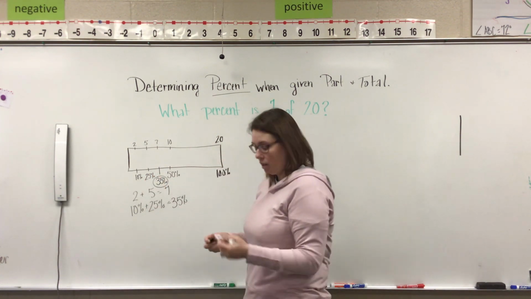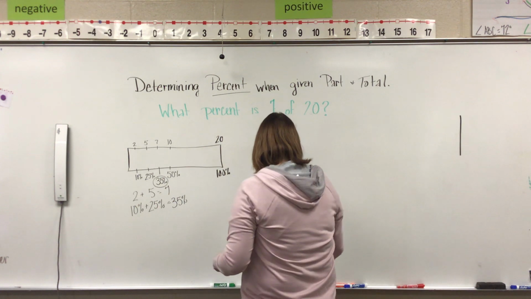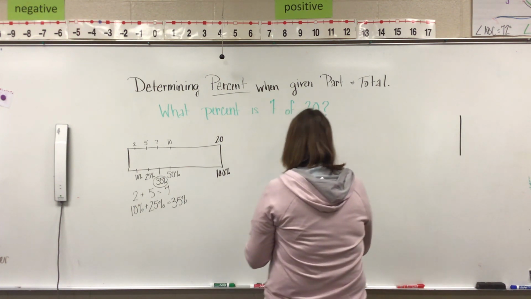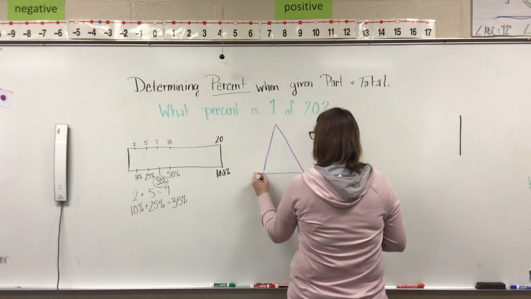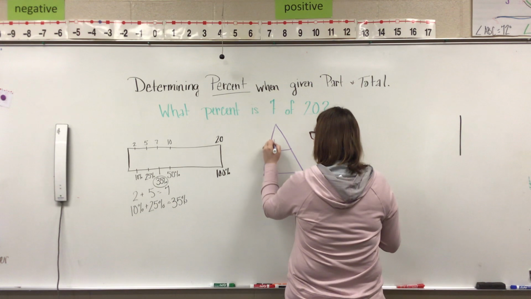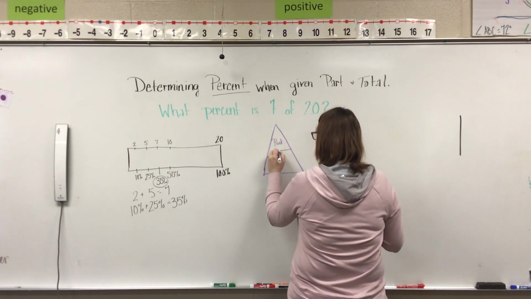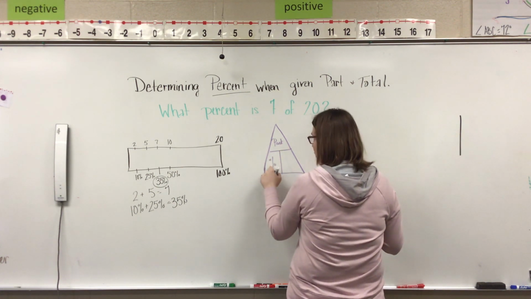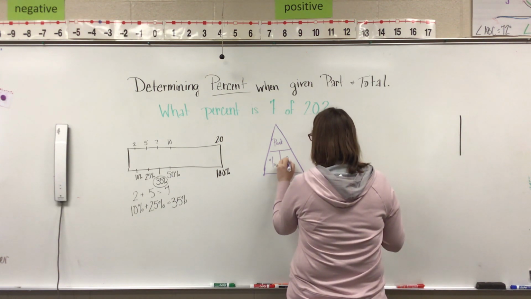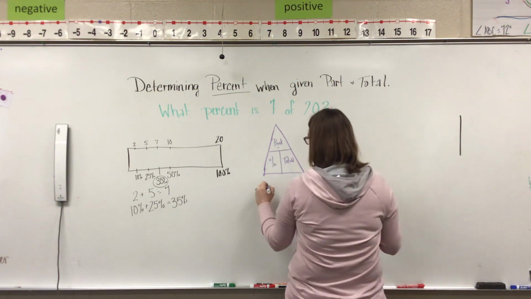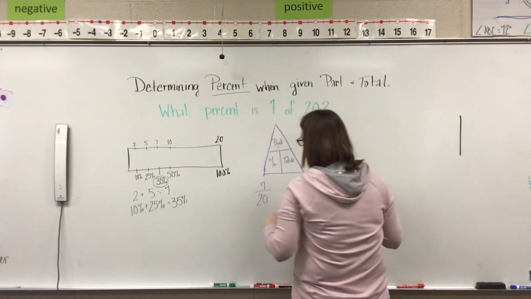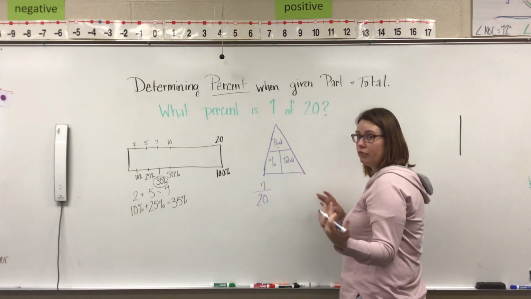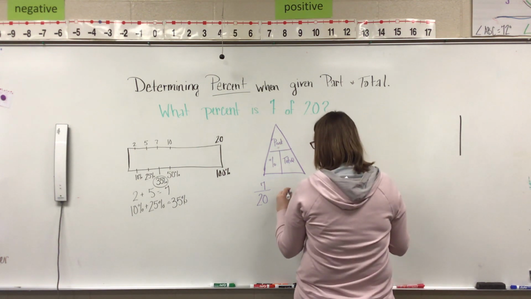So that's one method. We also can use the percent pyramid that we know is really a triangle, not a pyramid. And so our part goes on top. Percent, now this time this is what we're looking for, and then our total. So that means we're going to divide. So our part is 7. Our total is 20. So I have 7/20ths. So this is just like fractions to division. Top in, bottom out.